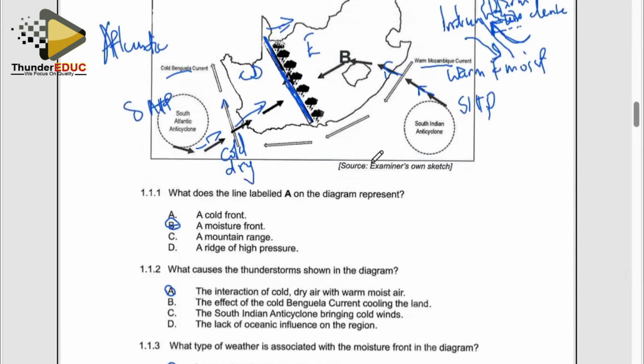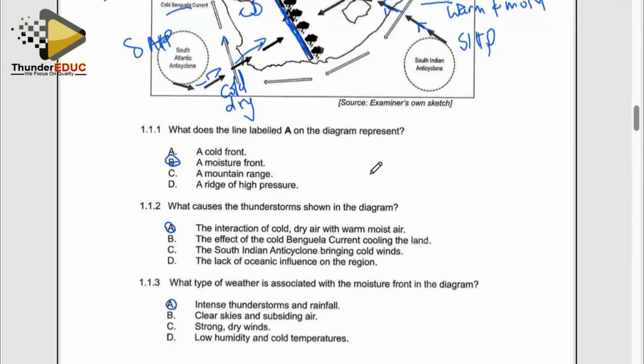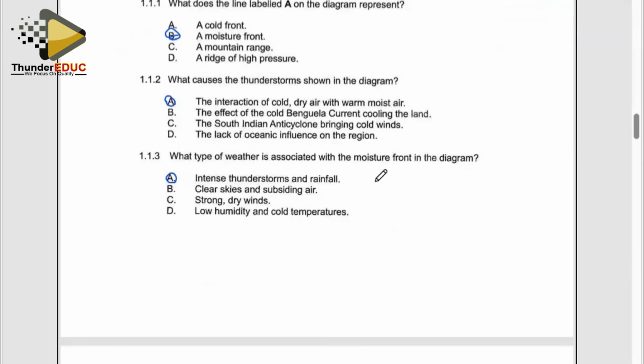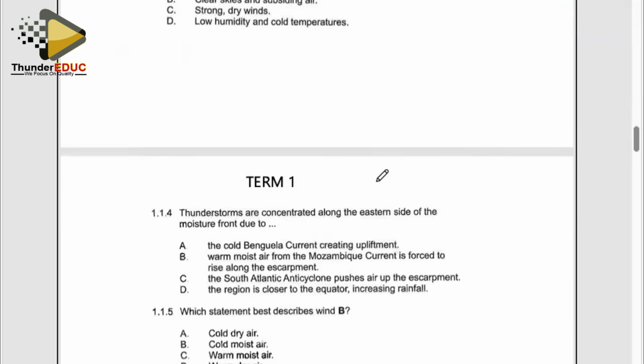On the eastern side of the moisture front, we have a series of thunderstorms being experienced as a result of the interaction of the warm, moist air with the cold, dry air. We have heavy rainfall also because of the upliftment of warm and moist air from the South Indian anticyclone or high pressure cell. For that same reason, it gives us heavy rainfall, and it is also associated with intense thunderstorms.